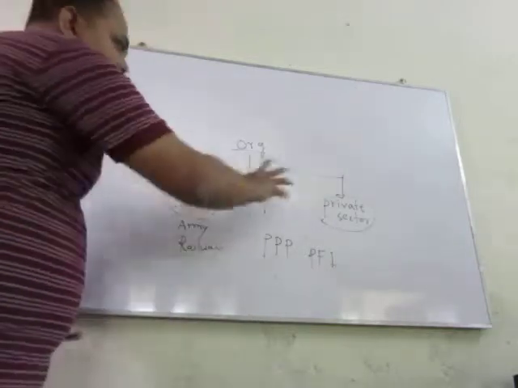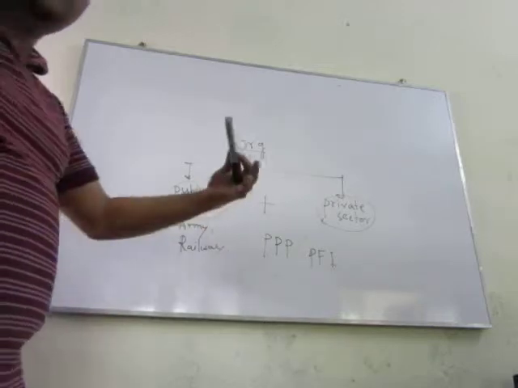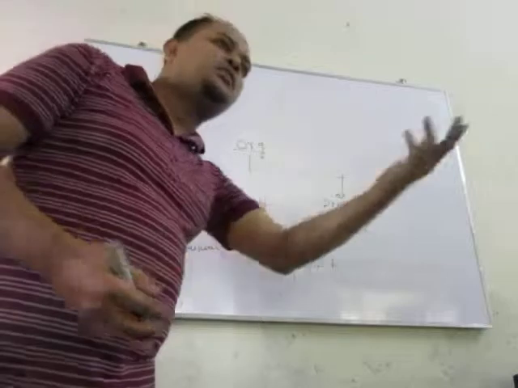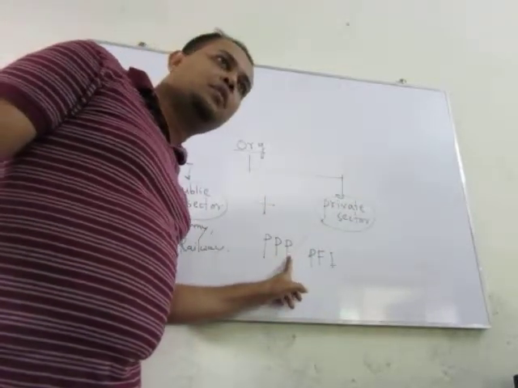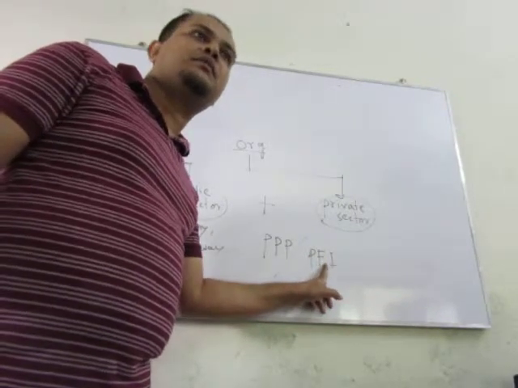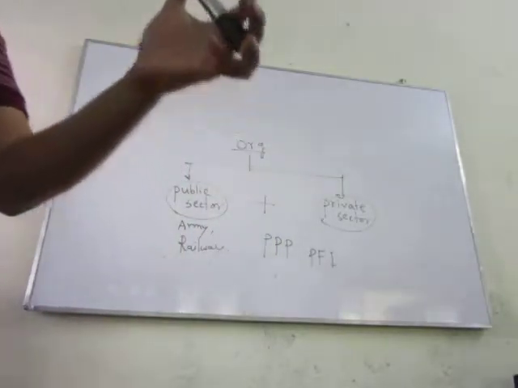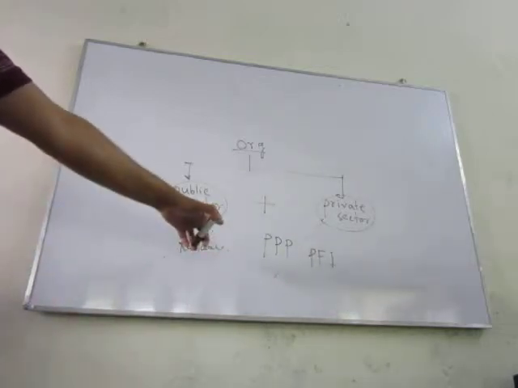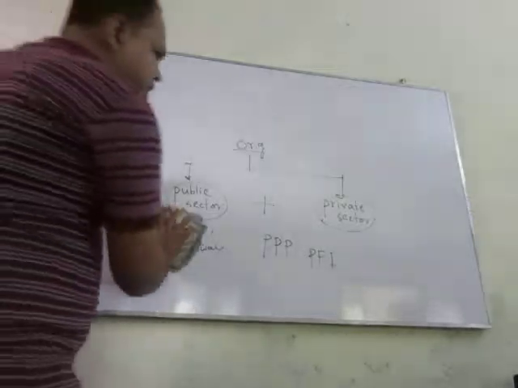These are the two different sectors of organization, depending upon the ownership. But if they join together, then they can start a new kind of organization, which is called PPP, Public-Private Partnership, or PFI, Private Finance Initiative. Clear? So you can be asked the question, if the private sector and public sector join together, what kind of organization is there? That is PPP or PFI. Clear? Okay.